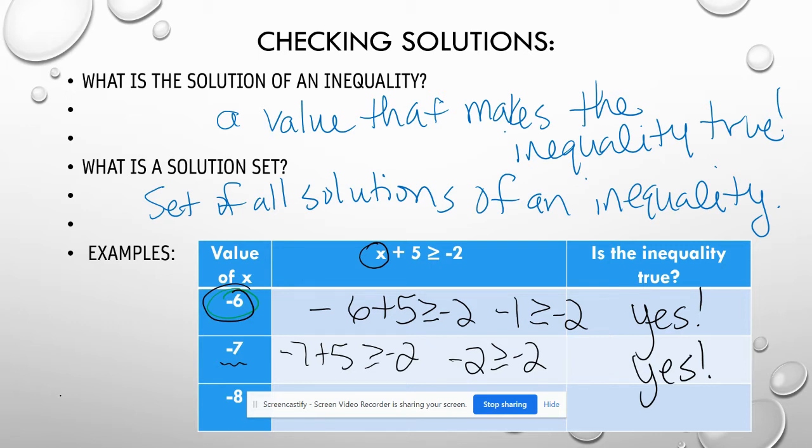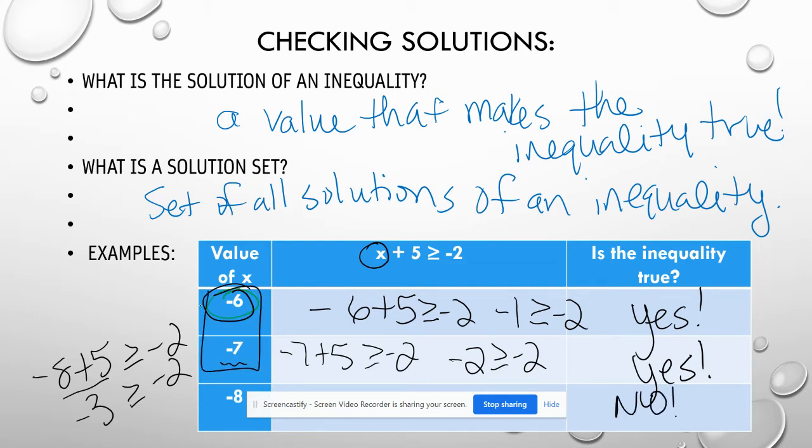Let's plug in -8. So we have -8 plus 5 is greater than or equal to -2. -8 plus 5 is -3. So is -3 greater than or equal to -2? And the answer to that is no. So -6 and -7 would be part of our solution set, and -8 would not be.